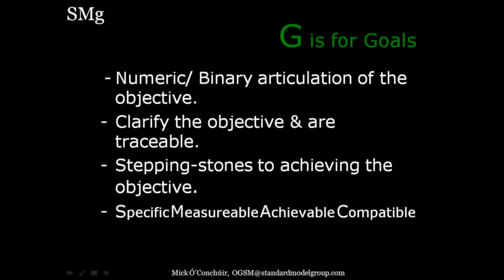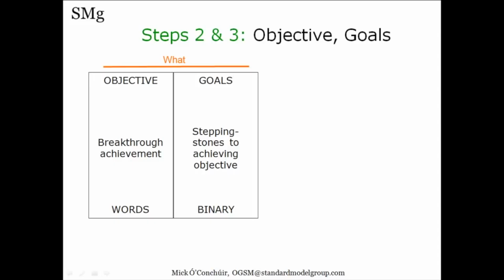These are stepping stones or milestones to achieving the objective, and it would help if they are SMAC targets. SMAC being specific, measurable, achievable, and compatible. So a summary so far. The what part of the OGSM, the first part of the OGSM: objectives are the breakthrough achievement that you want to achieve, worded as a statement. Goals are stepping stones to achieve that objective and should be in binary form.